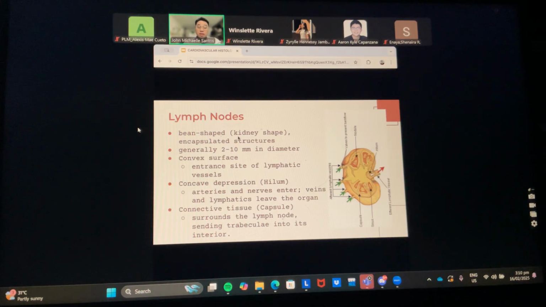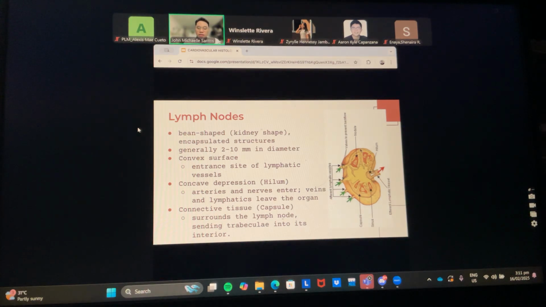They are kidney bean shaped. They are encapsulated. So as you can see here, it has a capsule and it is convex. It has a convex surface, paloob, and a concave depression, which is your hilum. Since it is a hilum, dyan papasok yung arteries, nerves, and veins.